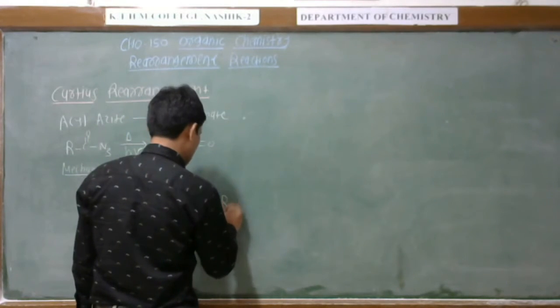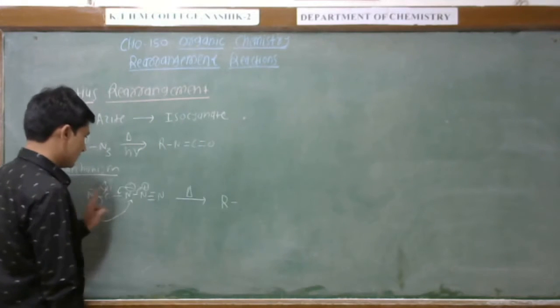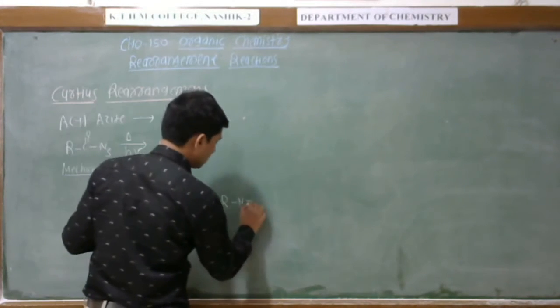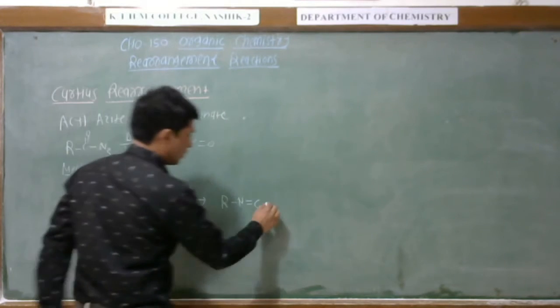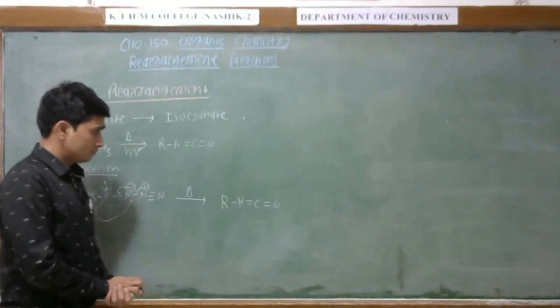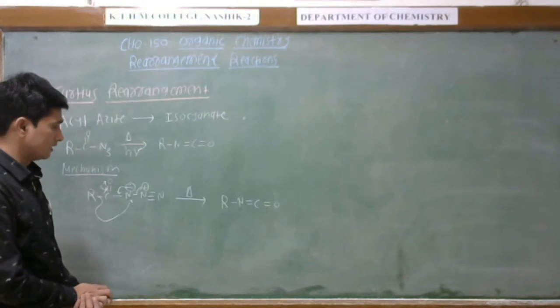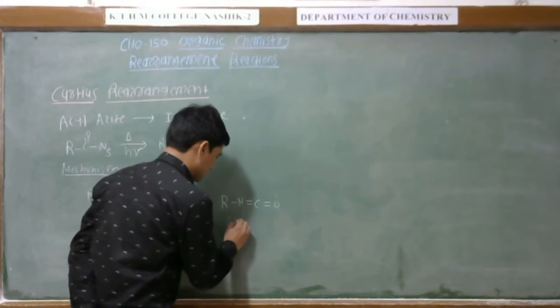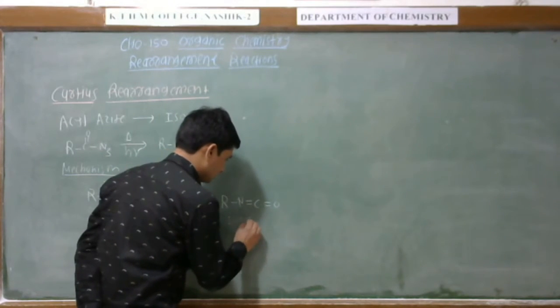We get here R attached to the nitrogen, nitrogen having a double bond to carbon, and carbon having a double bond to oxygen. So here is the formation of isocyanate from acyl azide. This is the isocyanate.